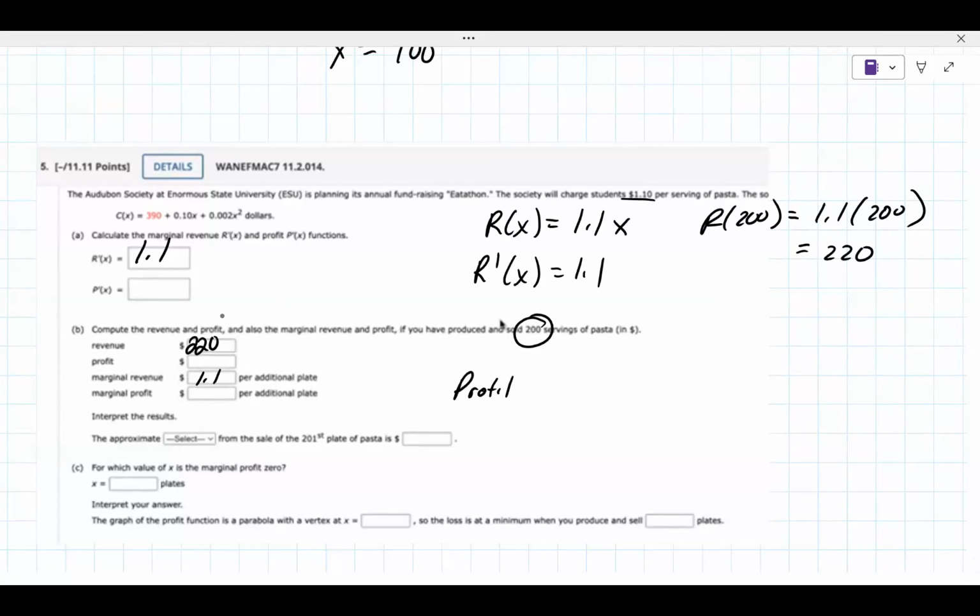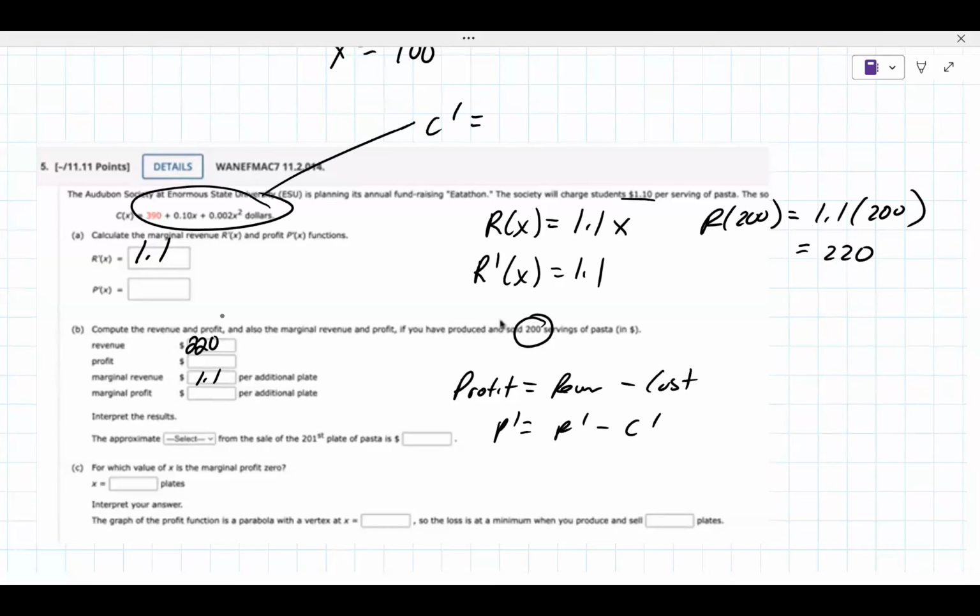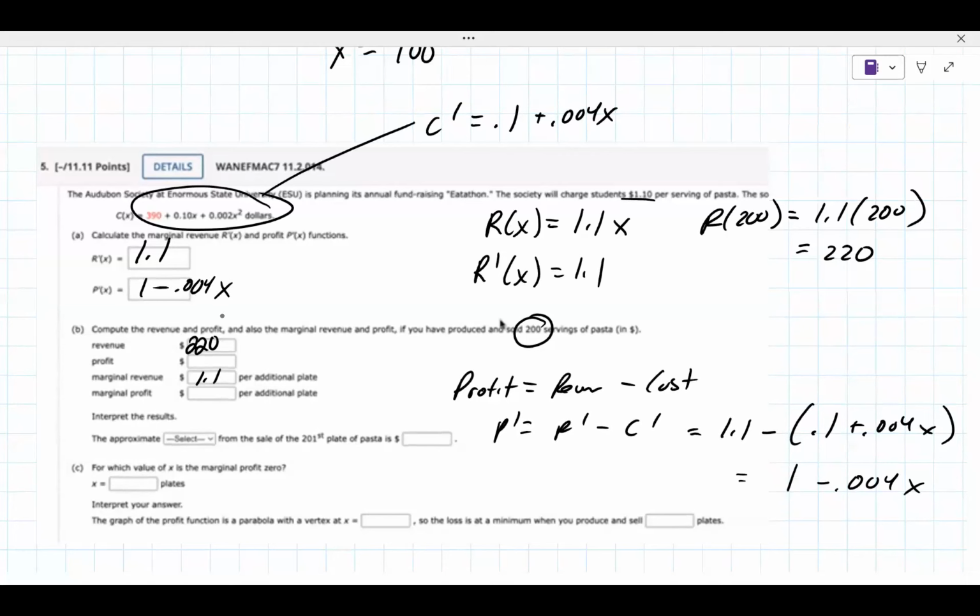Okay, got it. So profit is revenue minus cost. So P prime is R prime minus C prime. They're giving you C here again. C prime is 0.1 plus 0.004x. So R prime is 1.1 minus 0.1 plus 0.004x, which ends up being 1 minus 0.004x. That's what goes here.